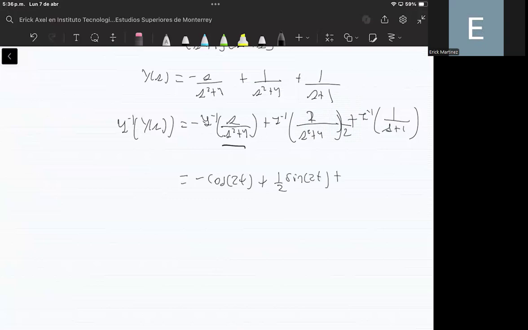plus e elevated to the minus t. Because this term is equal to the Laplace transform of an exponential, so we can say that the inverse Laplace transform is essentially an exponential function. And this is the result. This is the way in which you can compute all of these transformations.